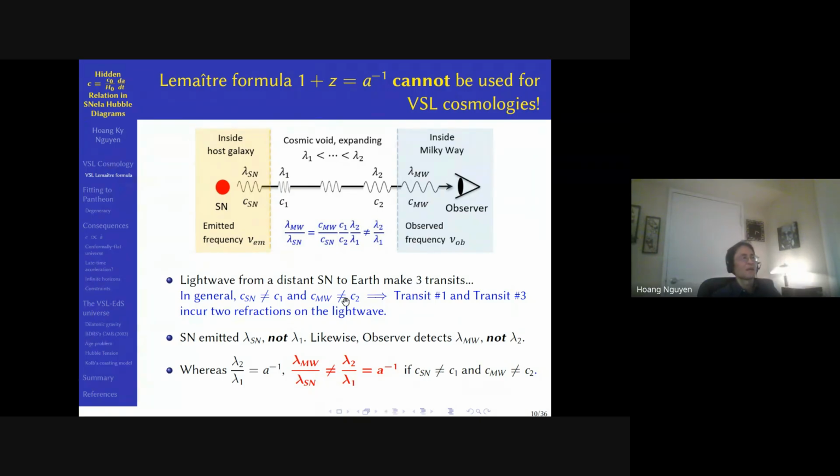Right? Now, the light wave has to make three transits on its way to the observer inside the galaxy. This is transit 1, from inside the host galaxy to the cosmic void. And the second one, the usual one, would expand from here to here with the cosmos. And the third one, when it enters into the galaxy, the Milky Way. So 1, 2, and 3.